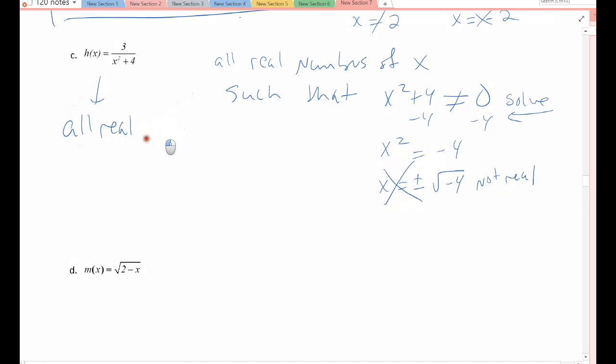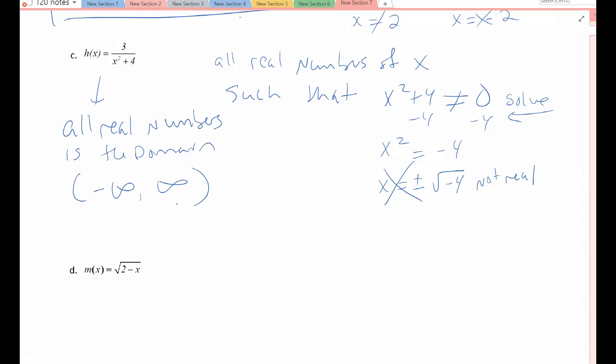All real numbers is the domain. Which means in interval notation, everything between infinity and negative infinity. I can plug anything I want into that and it works. I'm not going to have any problems. All right, everything works. So those were a couple examples with divisors.